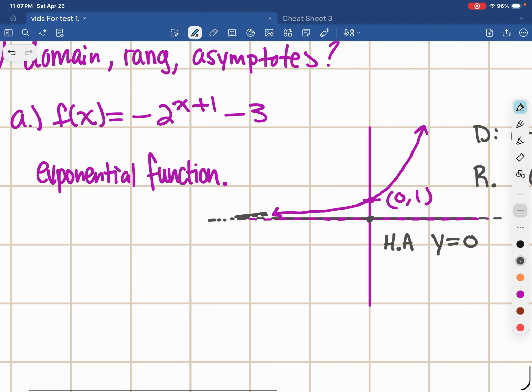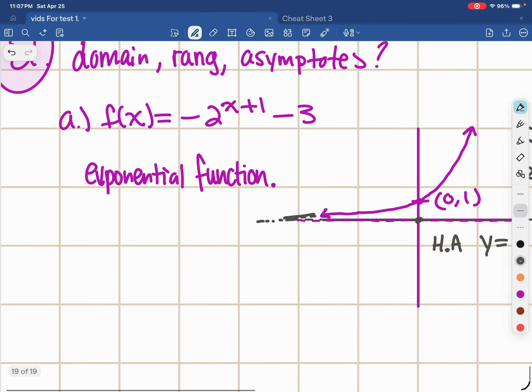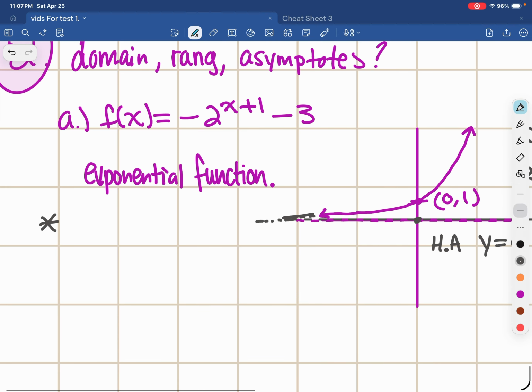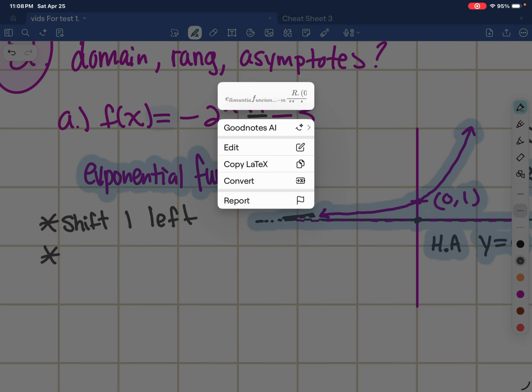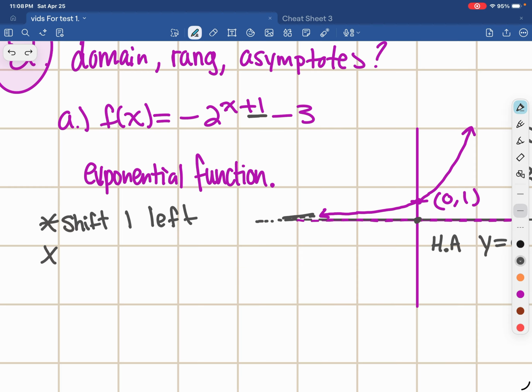Now let's get into the actual question of our graph. So you have to be able to identify what we're working with, right? So we have to remember the order that we do it in as well. We always do side shifts first. So if it's with the x, it's going to be a left or right shift. It's +1, so it's going to be a shift 1 left. Our next one can be whatever, anything but our vertical shifts. We want to make sure that we do our vertical shifts last.